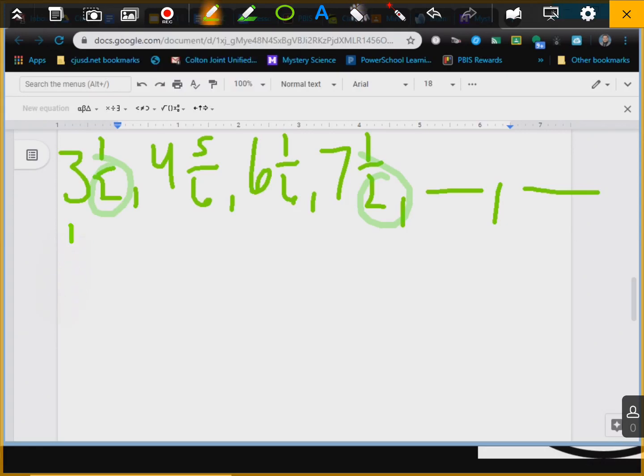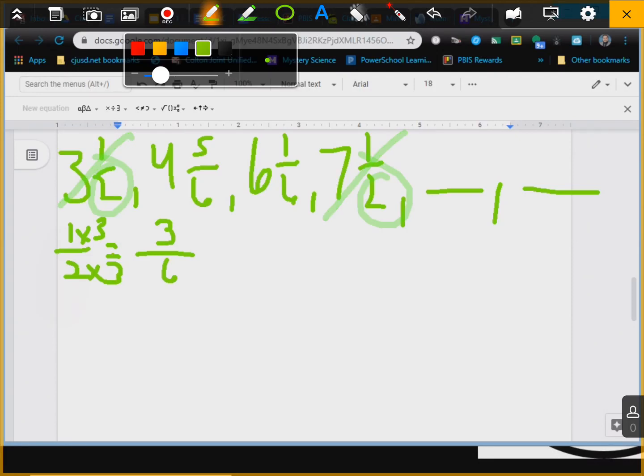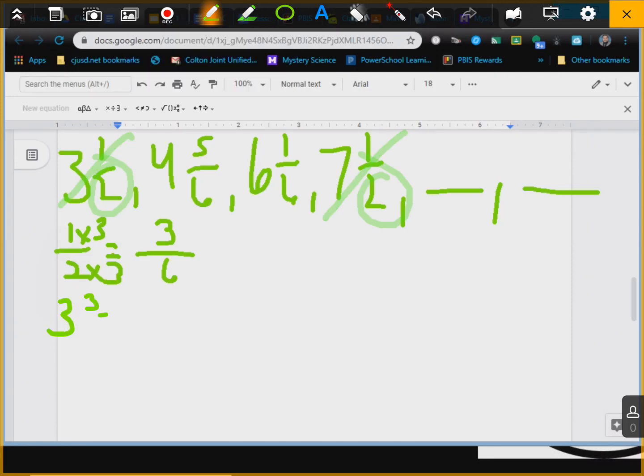So what I do is I take 1/2. I'm going to multiply 2 times 3 to make the denominator 6. Whatever I do at the bottom, I do the top. 1 times 3 makes it 3. So instead of 3 1/2, instead of 7 1/2, I have 3 3/6. I'm just going to write all my terms again. And I have 7 3/6.